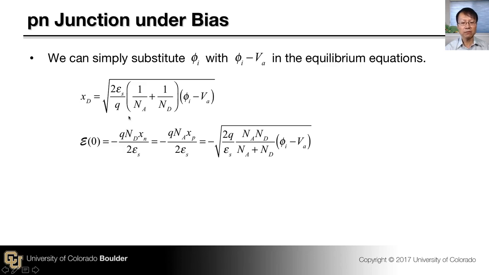So for example, if you want to calculate the depletion region width, all you have to do is change phi sub I with phi sub I minus V sub A. Forward bias means V sub A is positive, reverse bias means V sub A is negative. Likewise, maximum electric field, which is the electric field at the junction, is given in terms of the depletion region width, and so you just again substitute phi sub I minus V sub A for phi sub I, you get this equation, and this is the maximum electric field under bias.